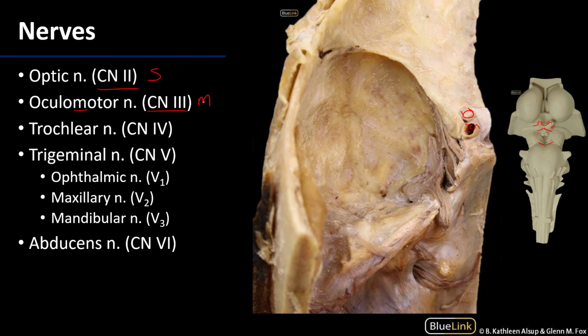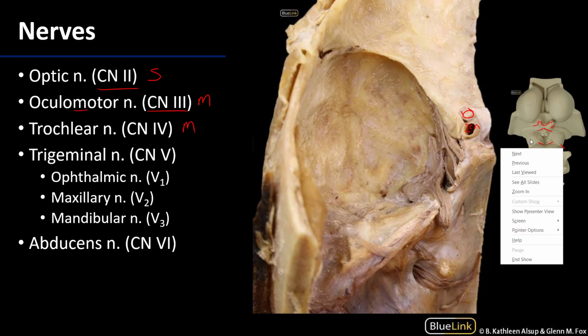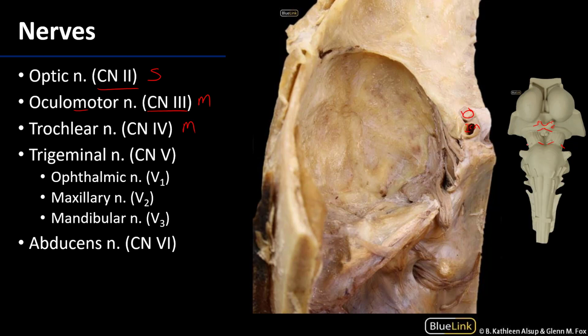The trochlear nerve is another motor nerve which is innervating extraocular muscles. So the trochlear nerve is kind of unique in how it exits the brainstem from the posterior aspect there and coming around. Sorry, I forgot to label.